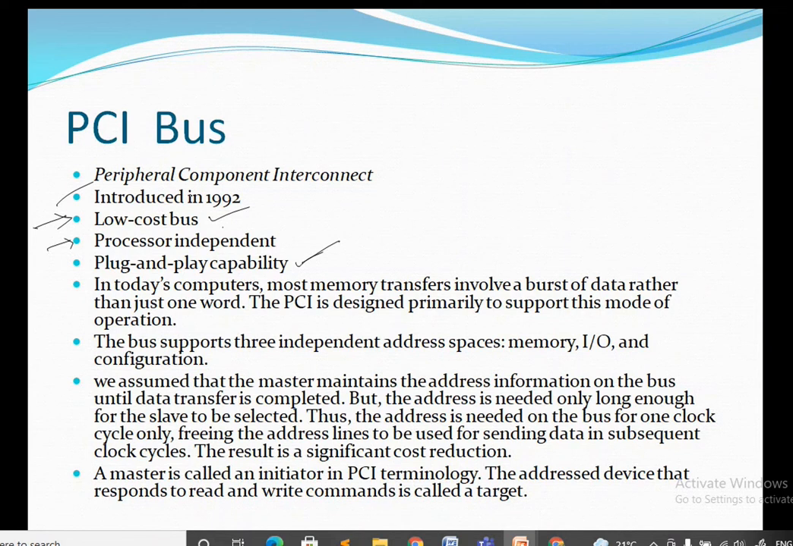So that is today's computer, most memory transfer involves bursts of data rather than just one word. We have already discussed transferring just one word of information. It is different from transferring a block of data. We have discussed how this transfer technique can be used during the discussion of interrupt and also DMA. Whenever it requires transferring a large block of data, that is where it requires going for a DMA.